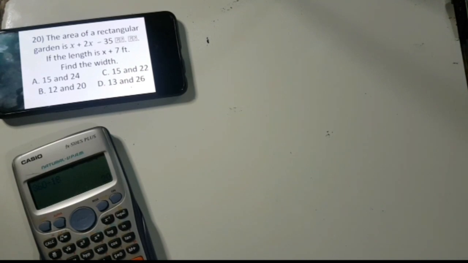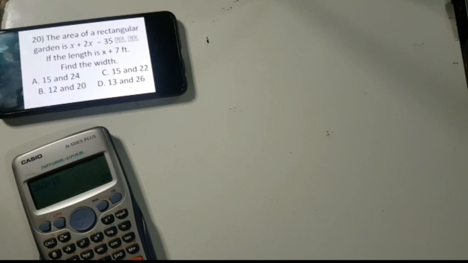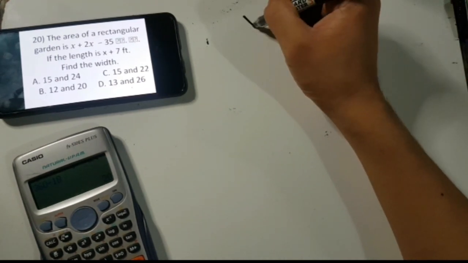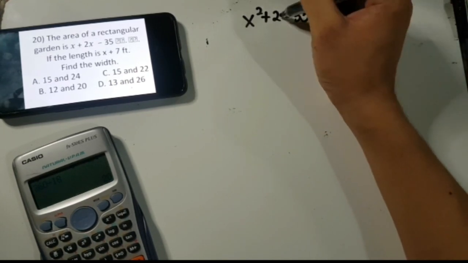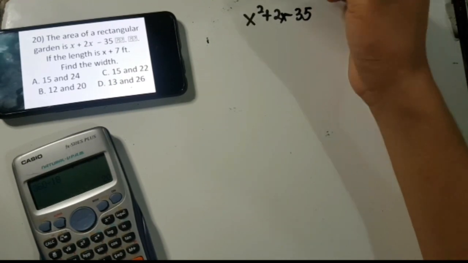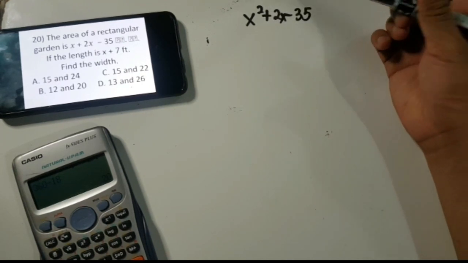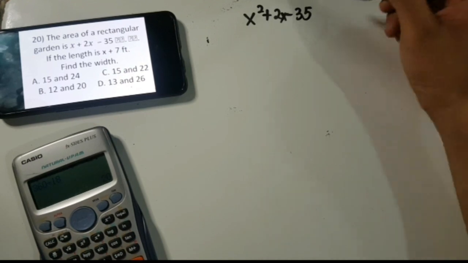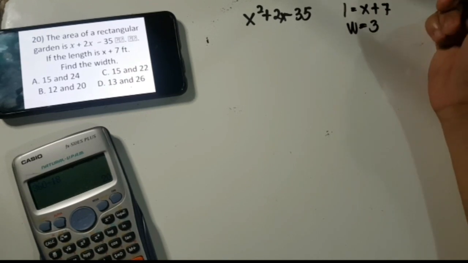Next question, the area of a rectangle is x squared plus 2x minus 35. If the length is x plus 7 feet, find the width. So, may nagka-question mark. Hindi lang siya na-read. Okay? So, actually, may mali dito sa question. It should be x squared plus 2x minus 35. Kailangan may naka-square sa given equation kasi area siya. So, baka nawala lang yung square dito sa x. Anyway, if the length is x plus 7, we are going to find the width.